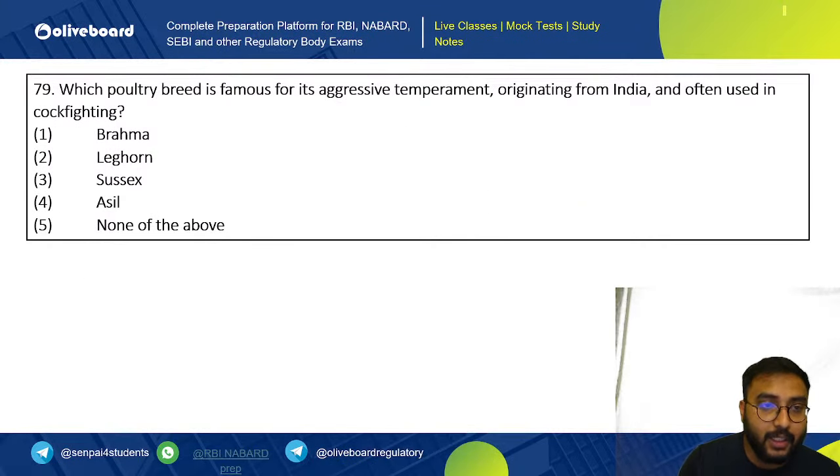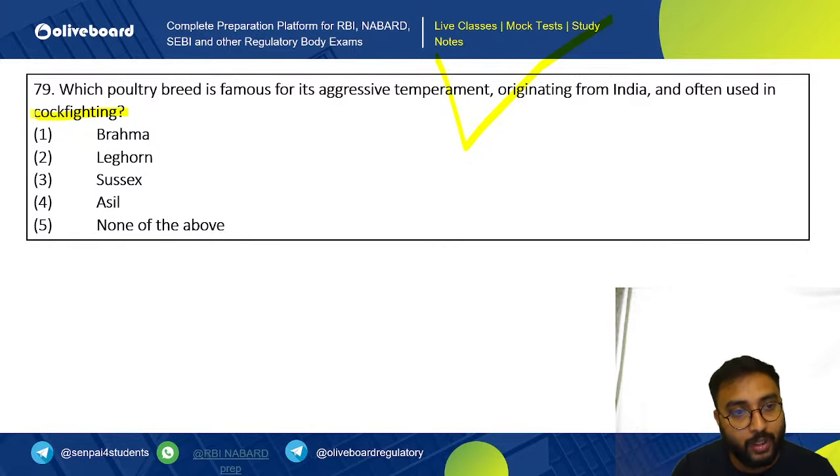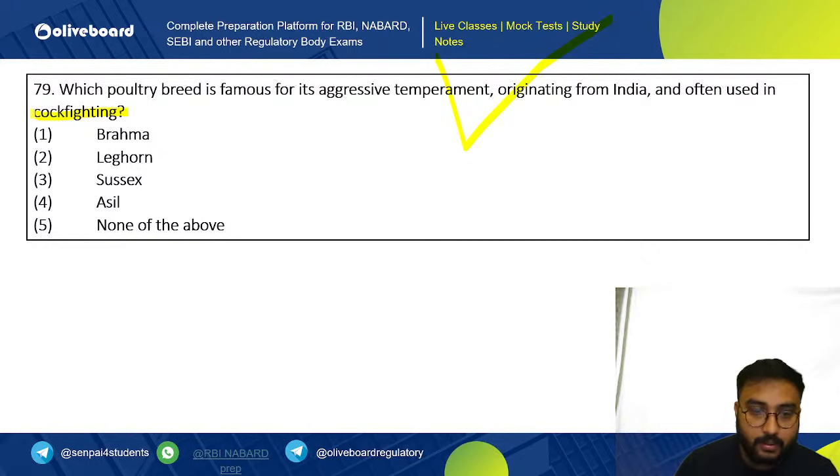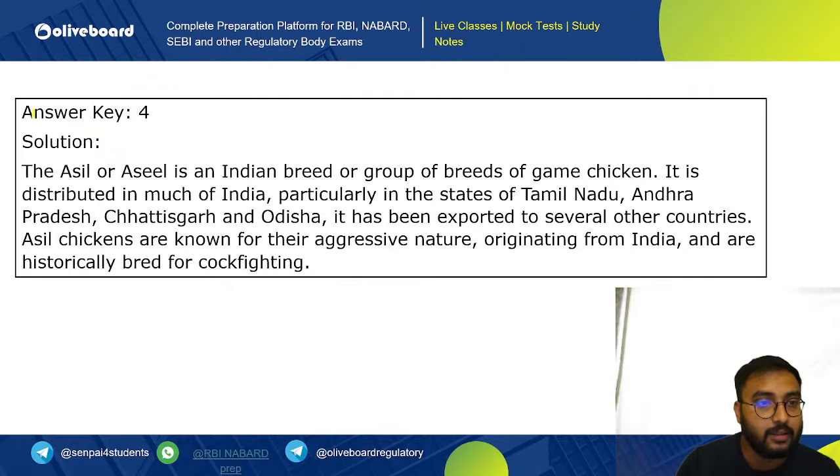The poultry breed which is famous for its aggressive temperament in India and used for cockfighting and betting, it's called what? Brahma, Leghorn, Sussex, Asil, none of the above. The answer here is Asil.